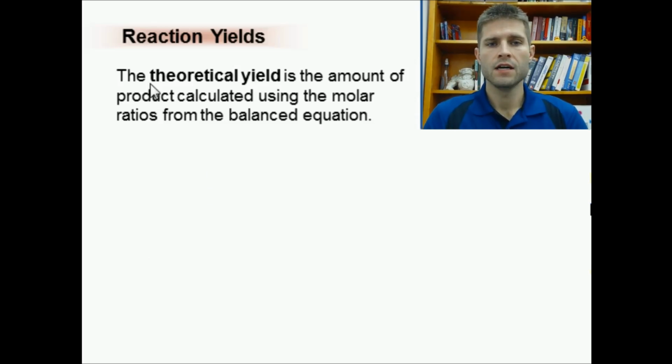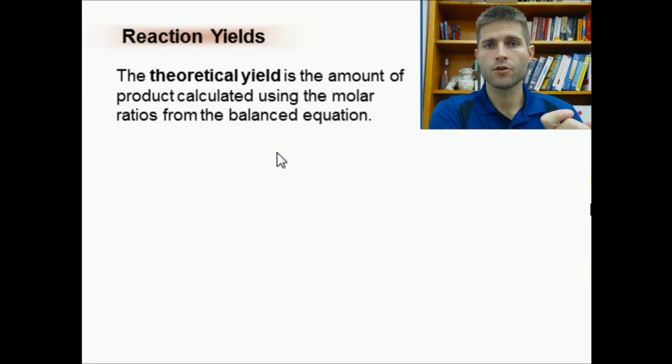Well, first off, we're going to need to calculate a theoretical yield. We'll talk about this more in class and work through a lot of problems, but we're just going to introduce the concept here. What is a theoretical yield? It's the amount of the product calculated. Calculated is an important word here, using the molar ratios from the balanced equation. Our theoretical yield is going to be predicted based on the amount of starting reactant.